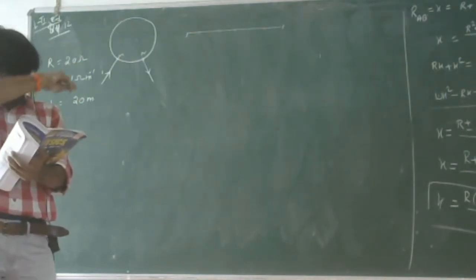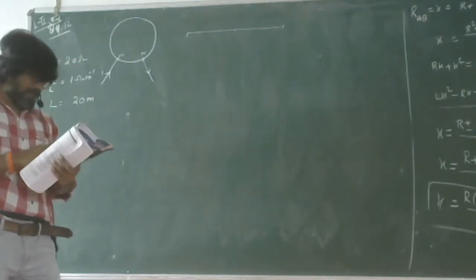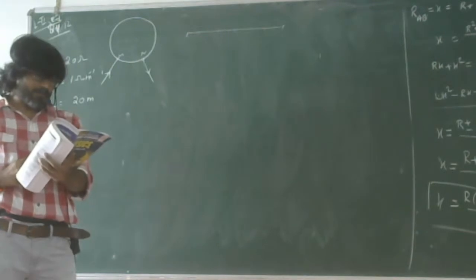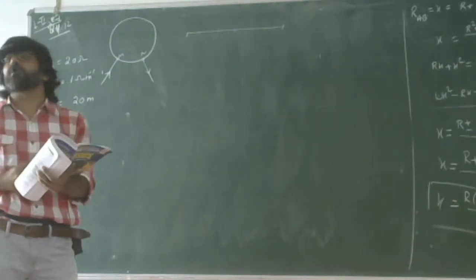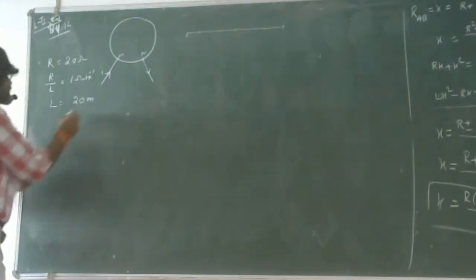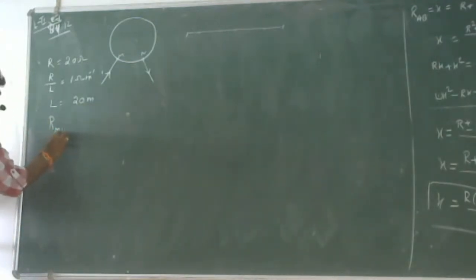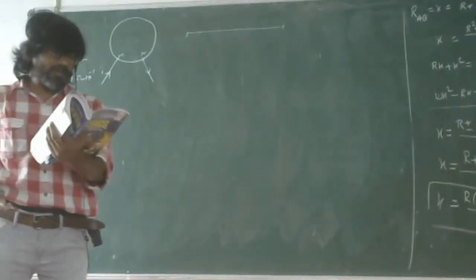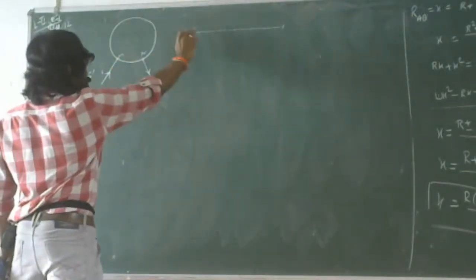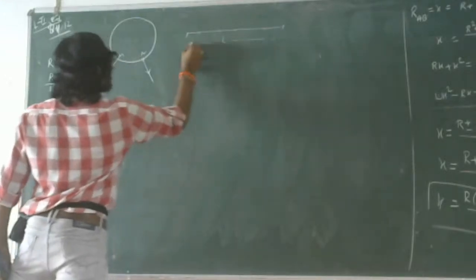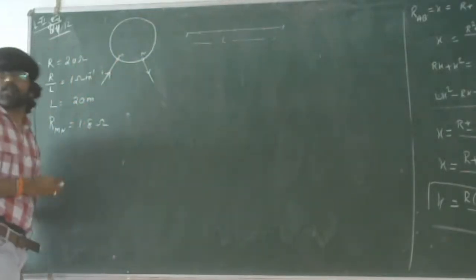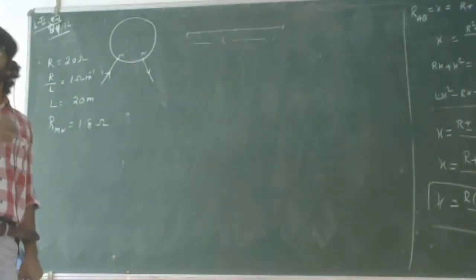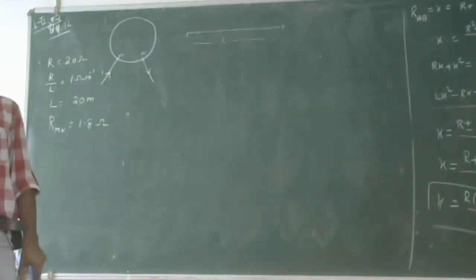Now, when that wire is bent into a circle and you mark these two points, the equivalent resistance between M and N is 1.8 ohm. Then the length of the shorter section is the question. The total length L is bent into this circle, so it has a larger part of the wire and a smaller part. What is the length of the smaller part? That is the question.